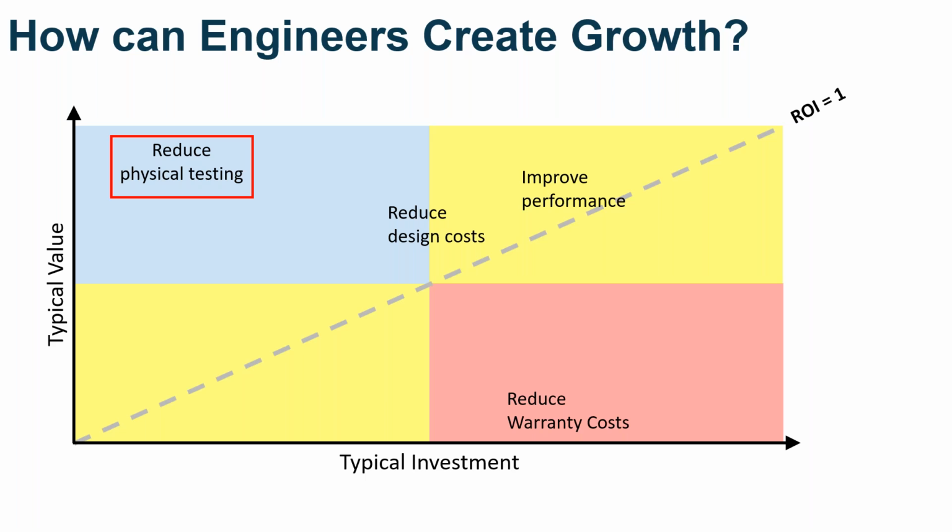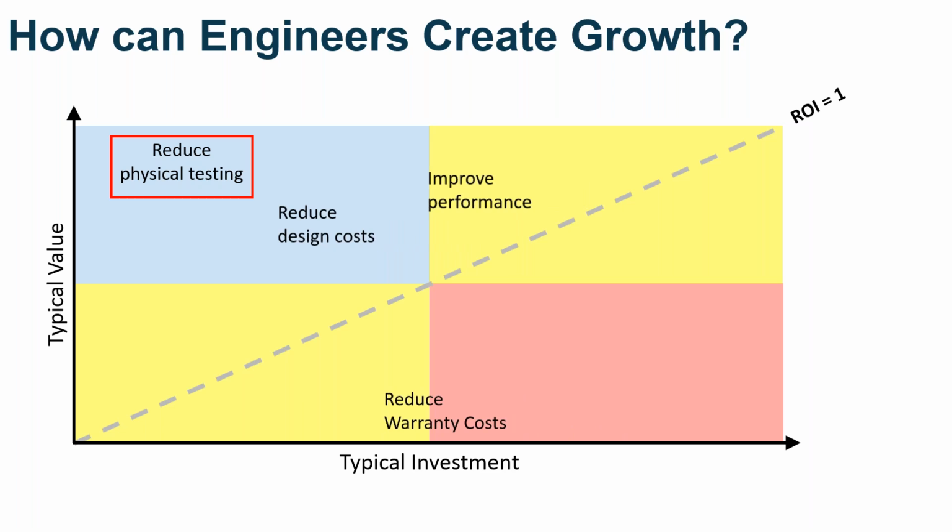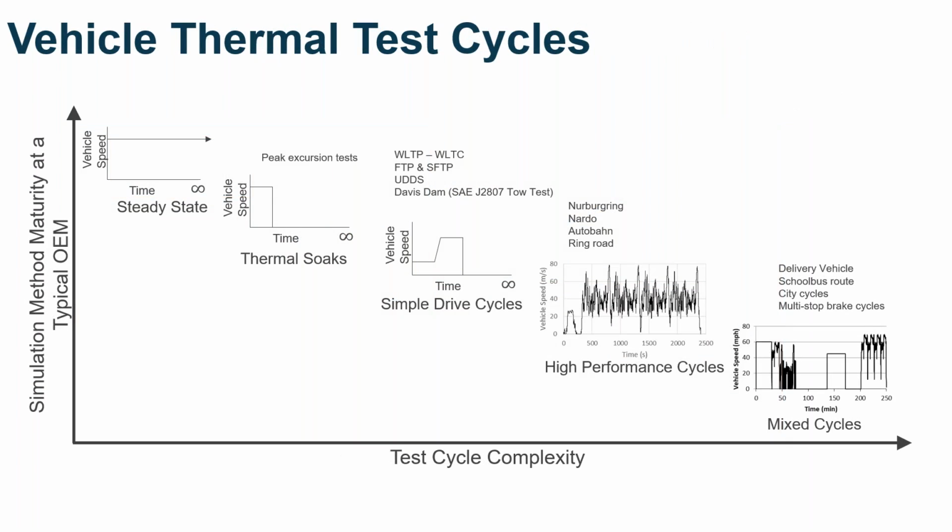One wonderful thing about this, though, is that if we can reduce that physical testing cost, we can also influence the cost of other options. So by reducing our physical testing costs, we can start to reduce the design costs because we're doing less physical testing and can do iterations more quickly. We can improve the performance because we can do many more design iterations. And if we apply what we've learned in simulations to the durability of a vehicle, we can start to reduce our warranty costs.